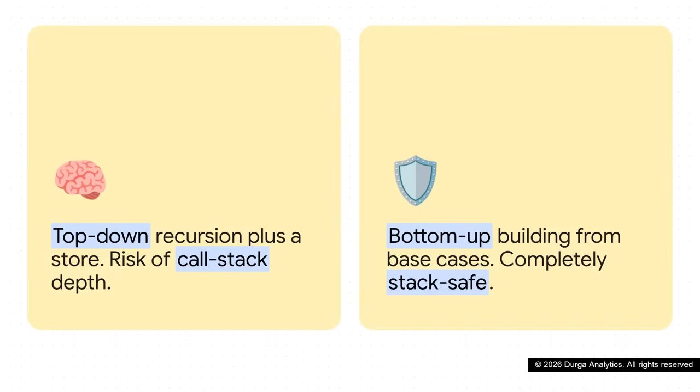Tabulation, on the other hand, flips the direction completely. It's bottom up. You start with the absolute smallest base cases and iteratively build a table up to your final answer. It requires no recursion whatsoever, meaning it's entirely stack safe and often a bit faster at runtime. As a senior engineer, choosing between top-down intuition and bottom-up stack safety is exactly the kind of architecture decision you're going to make every single day.